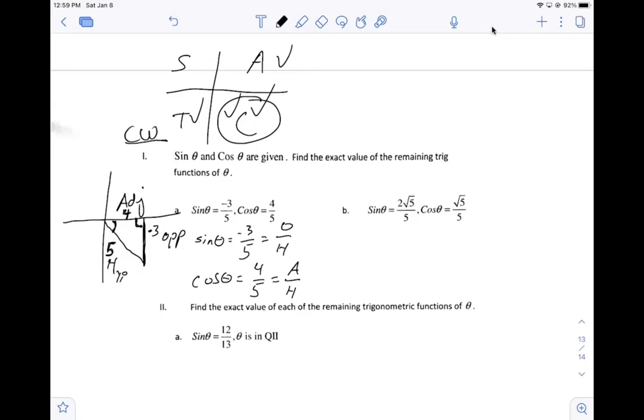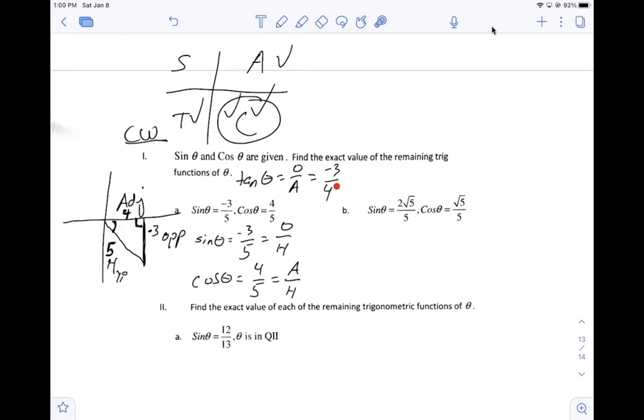So finding the value of trig functions is really quite easy at this point. It's completely trivial if we're being honest. Right, so we can go ahead and figure out the tangent of theta. SOHCAHTOA tells me that the tangent of theta is equal to the opposite over the adjacent. So the tangent here will be equal to the opposite side, -3, over the adjacent side, which was 4.